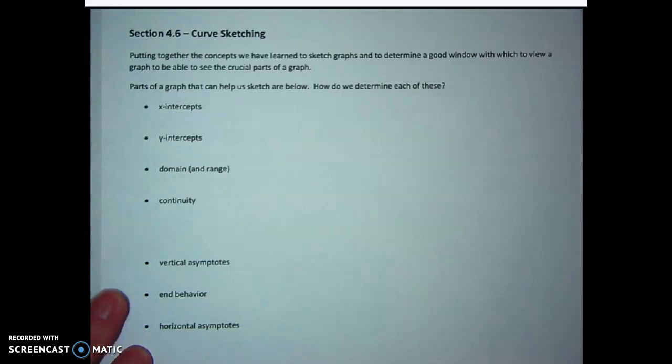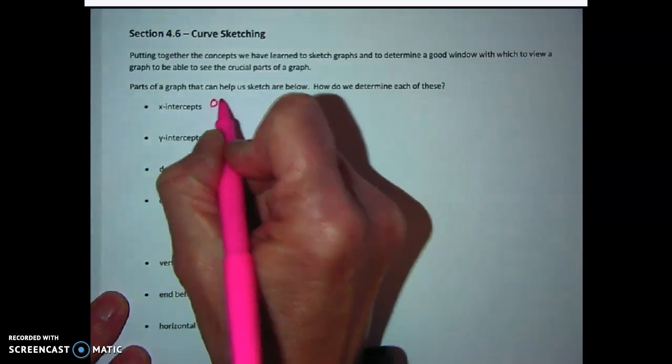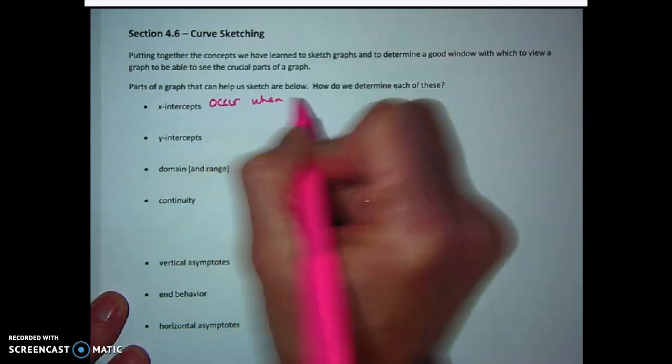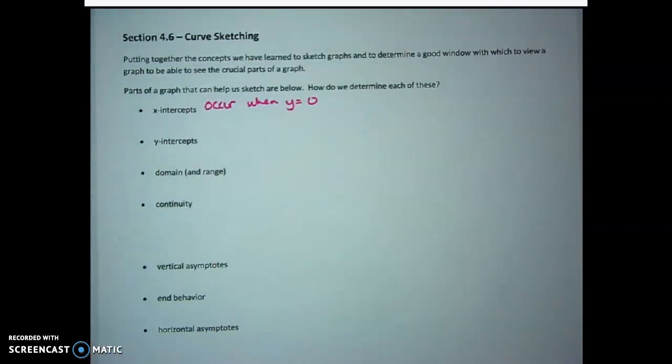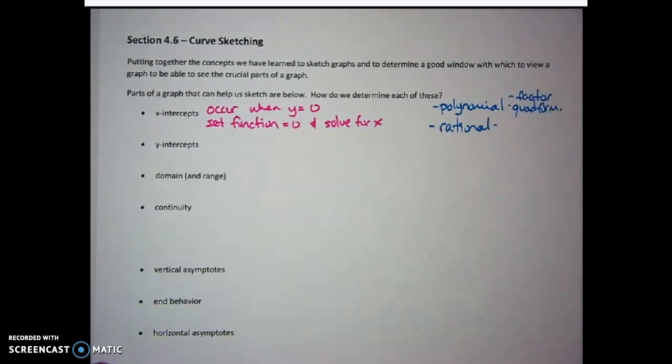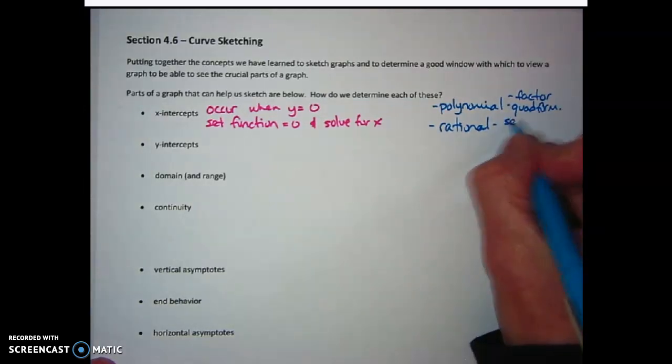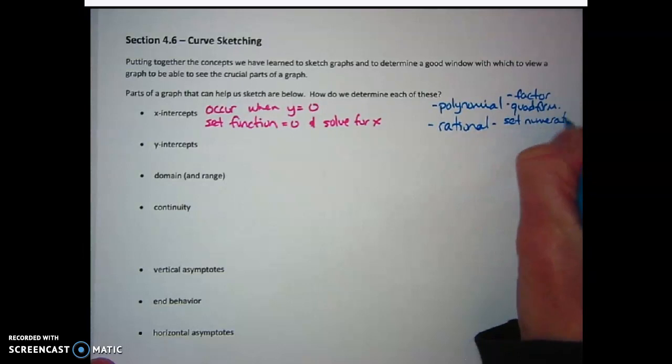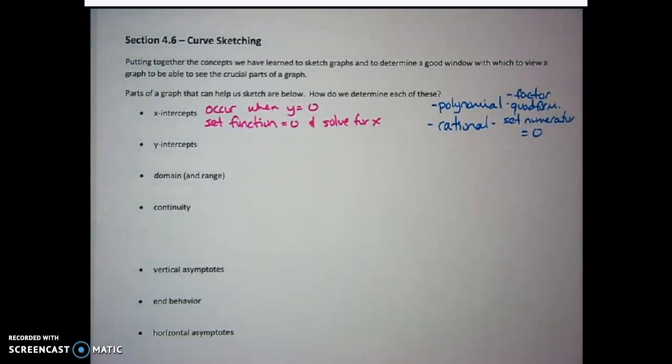Well, x-intercepts is where it crosses the x-axis, so these always occur when y equals 0. So we need to be able to solve the function when y equals 0. So we would set the function equal to 0 and solve it. Some examples of things you might do: if it was a polynomial, you would factor it. You could use the quadratic formula. If it's a rational function, well, that just means there's a numerator and denominator, so a fraction can only be equal to 0 if the numerator is equal to 0. So if it's a rational function, you would set the numerator equal to 0 and then solve that one.